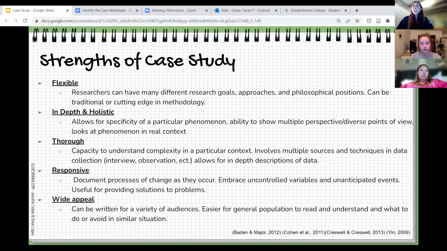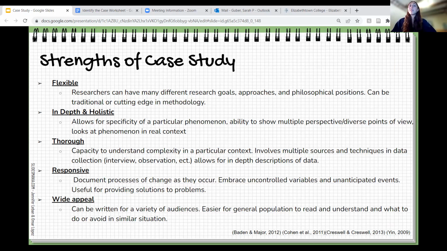So in terms of strengths, case studies are flexible. So researchers can have many different research goals, approaches, and philosophical positions. And case studies can be traditional and cutting edge in methodology. As we said before, case studies are in-depth and very holistic. So they allow for specificity of a particular phenomena, and they allow for the ability to show multiple perspectives and diverse points of view. And they really look at a phenomena as they occur in their real context, which is very important, especially in OT.